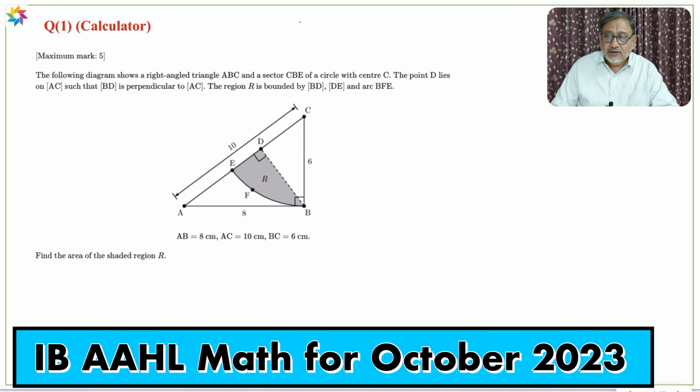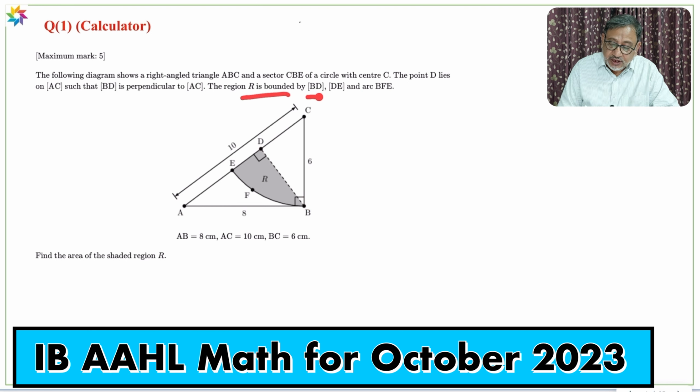Now let us start the first past paper question. This question says the following diagram shows a right angle triangle ABC. This is a right angle triangle, whole of it, ABC, and the sector CBE. Sector CBE will be this sector, of a circle with center C. The point D lies on segment AC. D is here on segment AC, such that BD is perpendicular to AC.